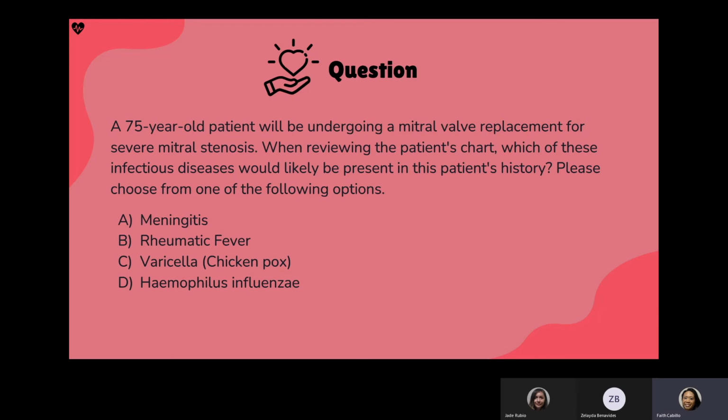The correct answer is rheumatic fever. Remember that a patient with prior history of rheumatic fever is more at risk of developing a valvular heart disease.